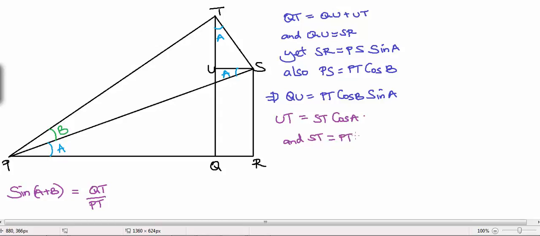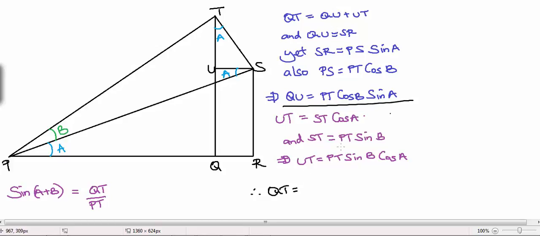Now, once we put all those concepts together, replacing for QU and UT, you'll observe that UT is equals to ST cos A, but also ST can be expressed in terms of sine B. If you observe critically, it is equal to opposite over hypotenuse, and opposite is ST and hypotenuse is PT, because angle TSP is 90 degrees. Hope you are following. Get a piece of paper and follow critically. See where they come from.